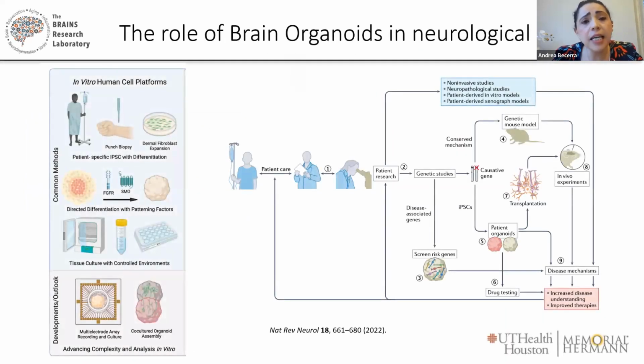So as you can see, brain organoids have an important role in neurological research and could be an important tool in the study. We have in vitro human cell platforms where we can take a biopsy from a patient, produce the iPS, get organoids, and make a tissue culture with controlled environments.